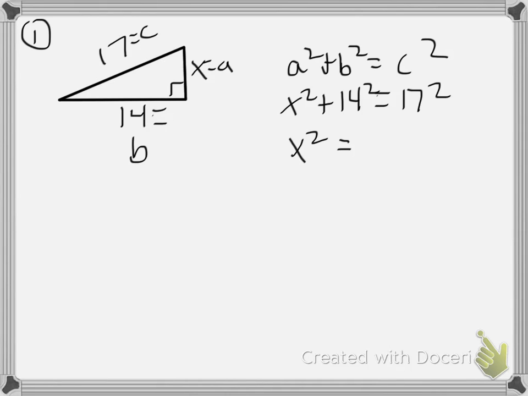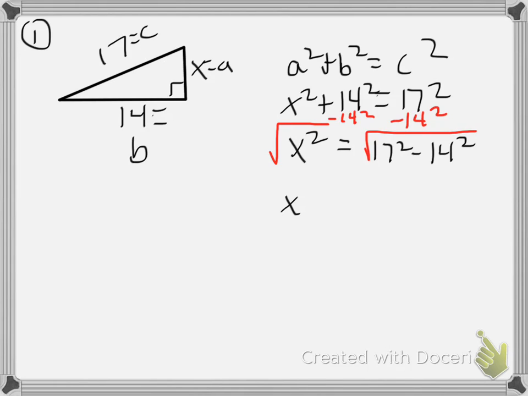well, I'm going to subtract 14 squared from both sides. You can square them first if you want and then do the subtraction, but I'm going to get 17 squared minus 14 squared. How do you undo squaring? You square root. Okay, and you end up getting x equals, let's put that on my calculator, 17 squared minus 14 squared. Whoops, that was a mistake. I just typed something in wrong. That gives me a square root of 93.